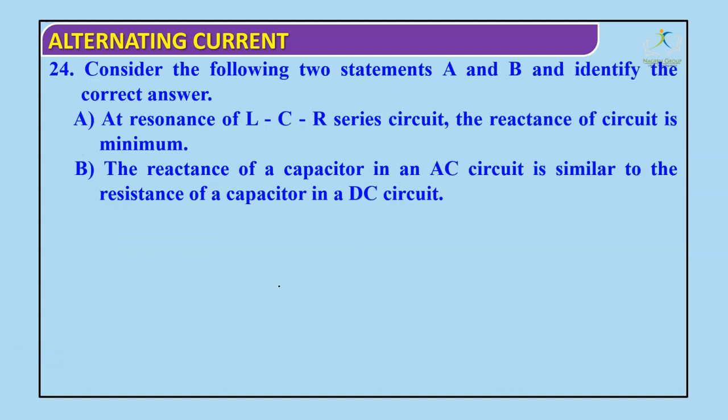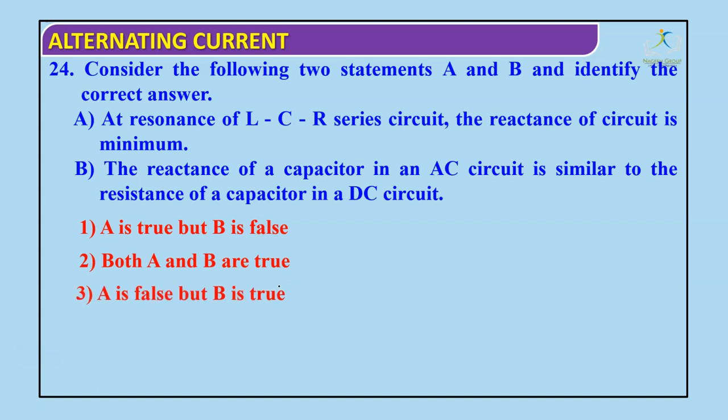Next question we have, consider the following two statements A and B and identify the correct answer. A, at resonance of LCR circuit, the reactance of the circuit is a minimum. B, the reactance of the capacitor in an AC circuit is similar to the reactance of a capacitor in a DC circuit. A is true but B is false. Both A and B are true. A is false but B is true. Both A and B are false. The correct answer for this question is A is true but B is false.